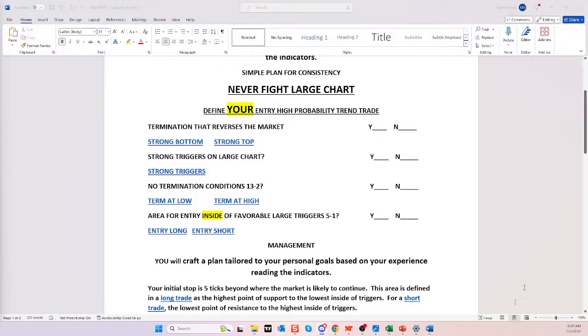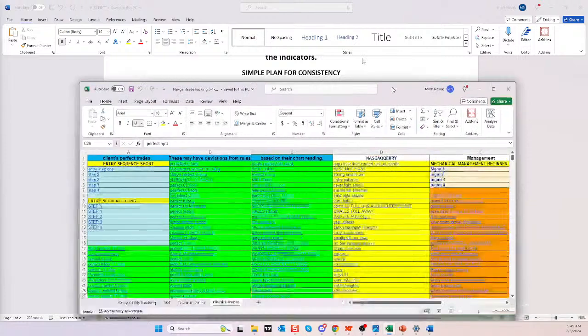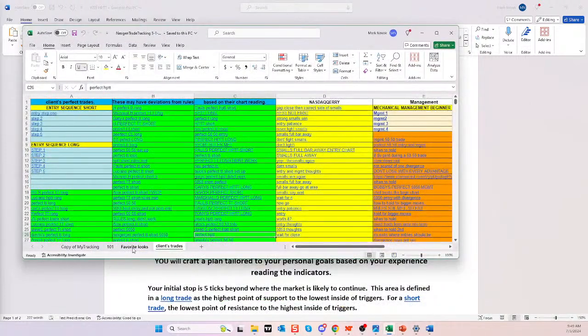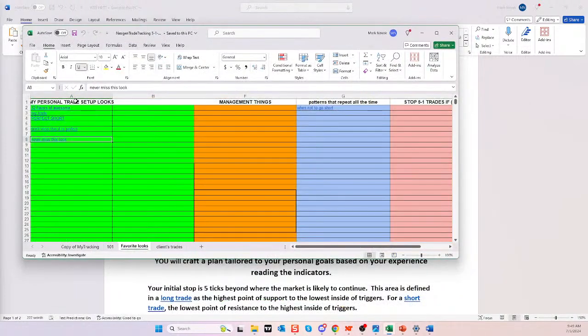And when you're using that spreadsheet, oh, I've got it over on the other monitor. When you're finding your favorite looks, guys, it's got to be your favorite looks. It's got to be your personal plan.